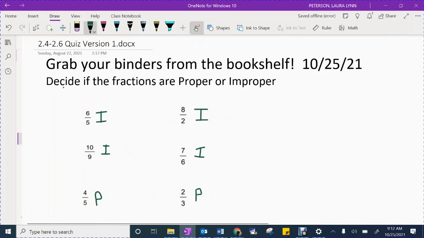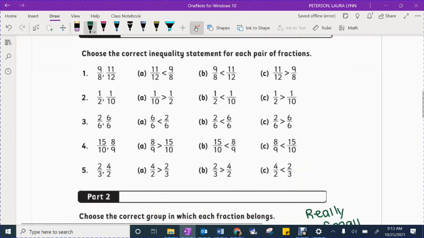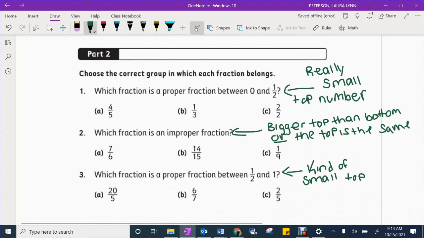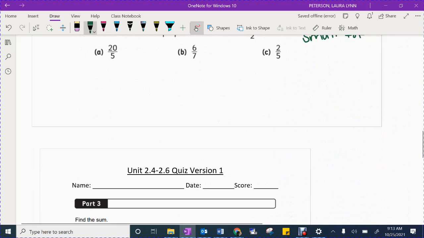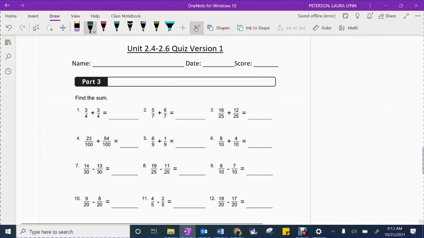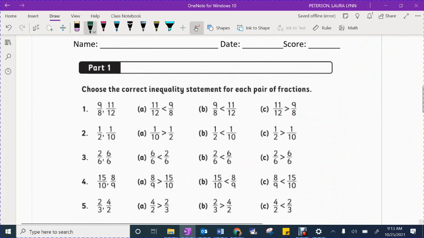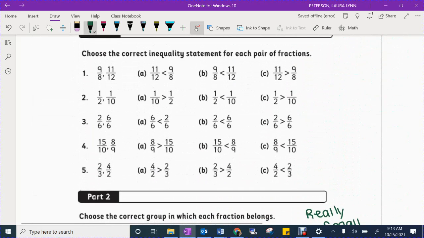Here we go. So our practice quiz has 3 parts. First part is dealing with our alligators and improper versus proper fractions. Part 2 is identifying types of fractions, so proper and what kinds, a really small top number, really small, or only a kind of small top. And then part 3 is just adding or subtracting the fractions. So let's get started here with part 1.